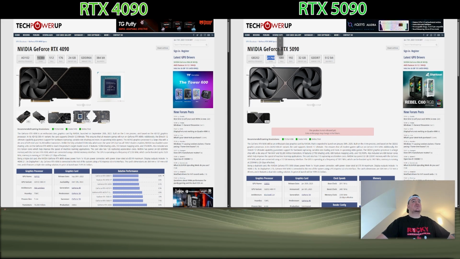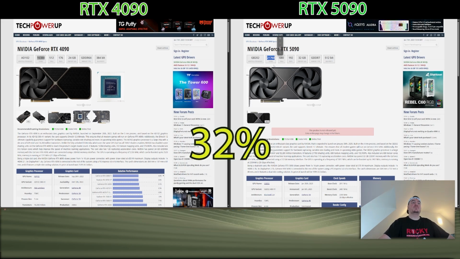Now this 32% is really important because it's a very strong indicator of how fast, in an identical situation, the 5090 would be compared to the 4090. And it's a good estimation to say that the 5090 has 32% more CUDA cores, which makes it at least 30% faster than the GeForce 4090.